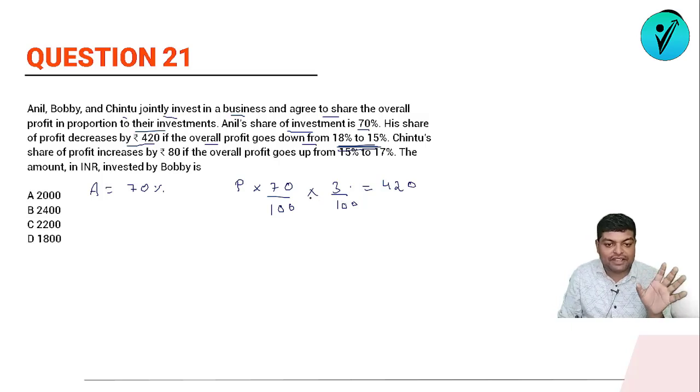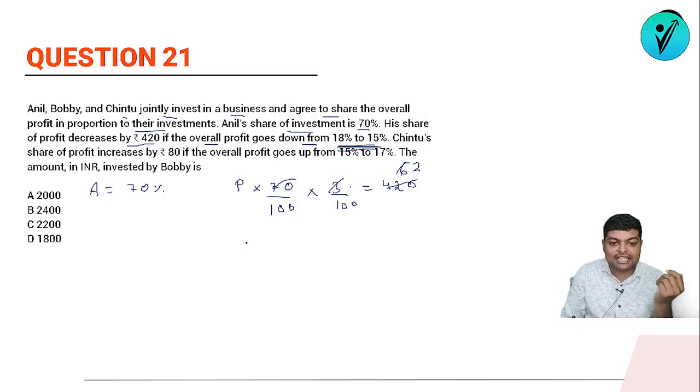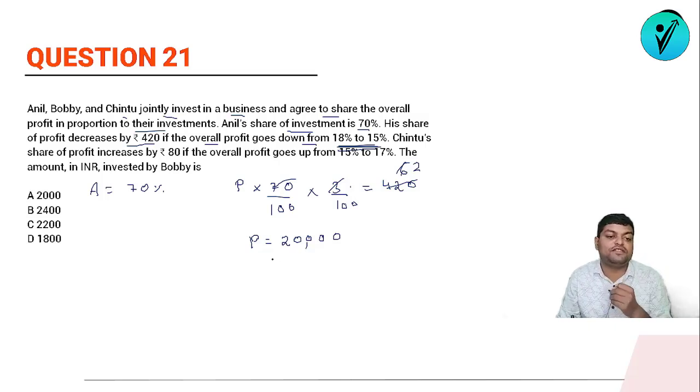So as per the given statement, I have this equation. Solving this, can I get the value of the total profit? Yes, we can. 70 ones are 70, 7 sixes are 42, 3 ones are 3, 3 twos are 6. So the total profit is 20,000. That means 20,000 is the total value of the profit. Okay, next.